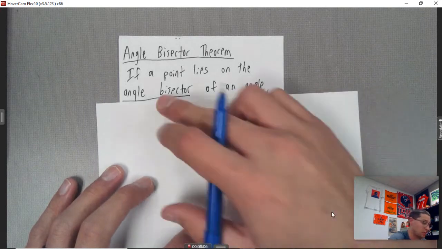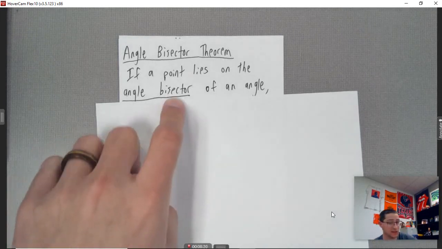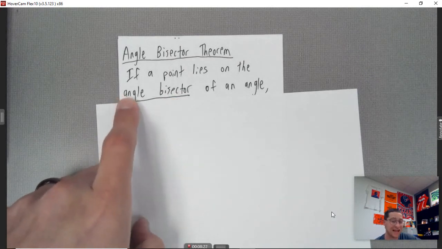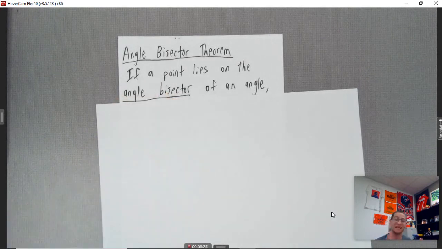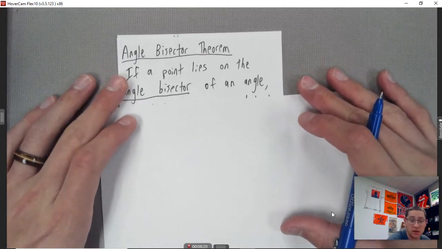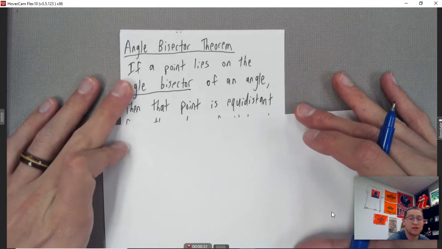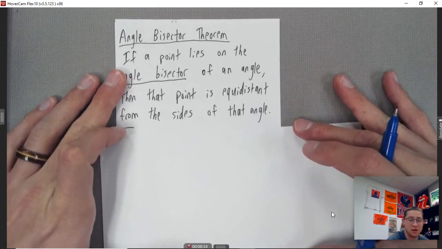Now let's picture an angle bisector before we go any further. I have an angle, and then in comes a line that splits that angle in half. That's what an angle bisector is. Remember, bisecting means to split in half, but this time I'm splitting the angle, not the segment. If a point lies on an angle bisector of an angle, then that point is equidistant from the sides of that angle.